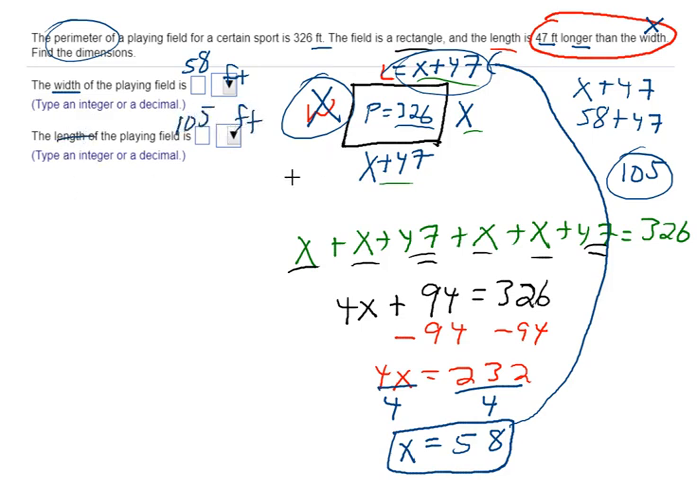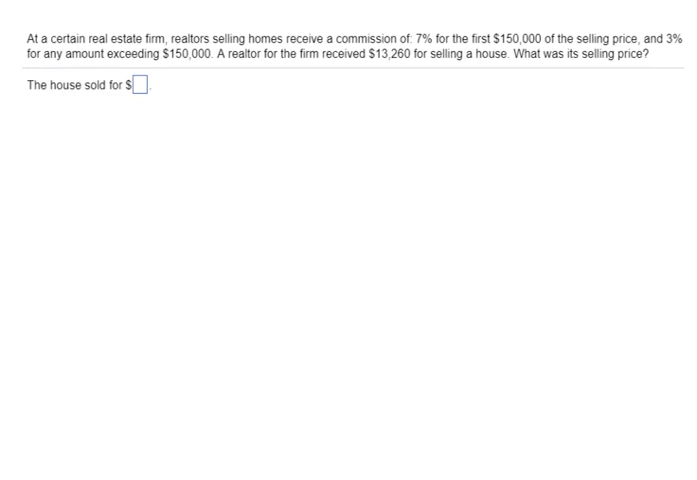All right. Okay, so let's look at the next problem. It's probably going to be another word problem. At a certain real estate firm, realtors selling homes receive a commission of 7% for the first $150,000 of the selling price of the house, and 3% for any amount exceeding $150,000. A realtor for the firm received $13,260 for selling a house. What was its selling price?